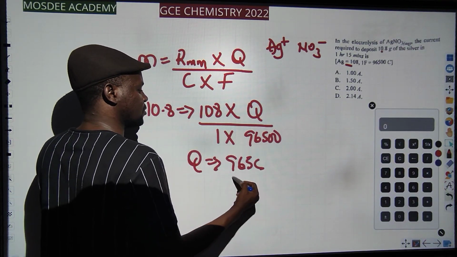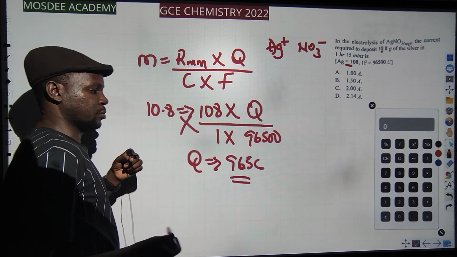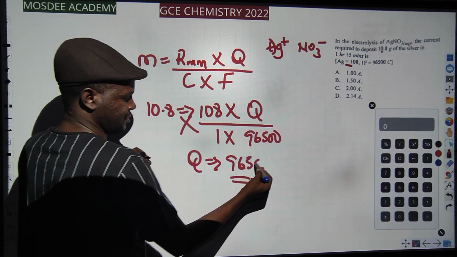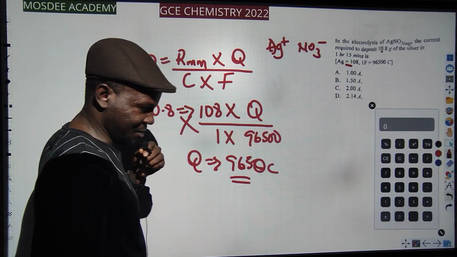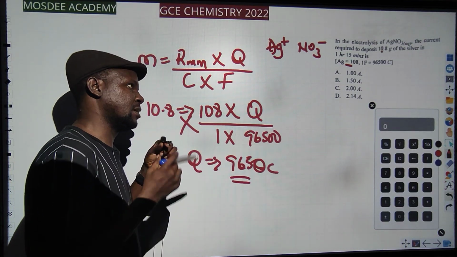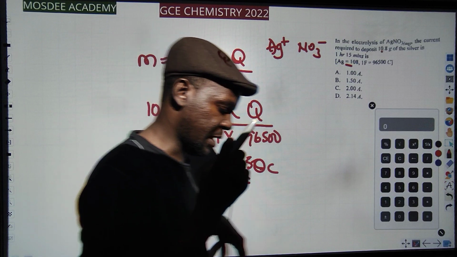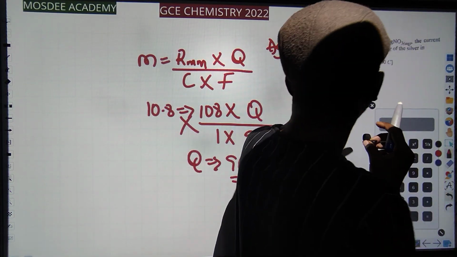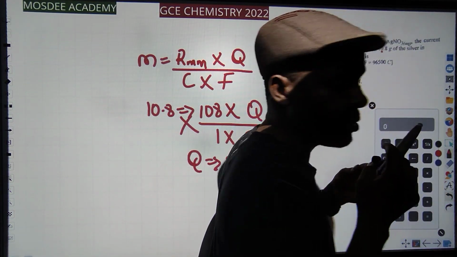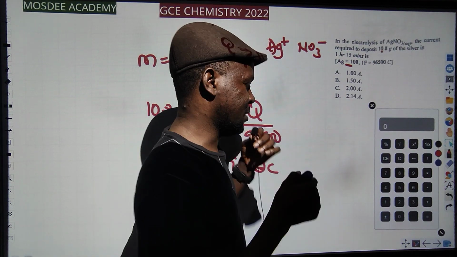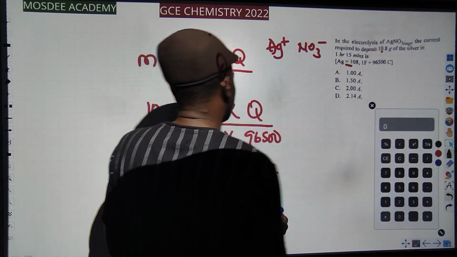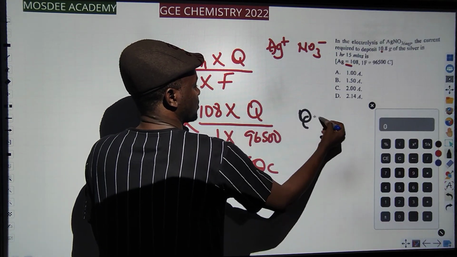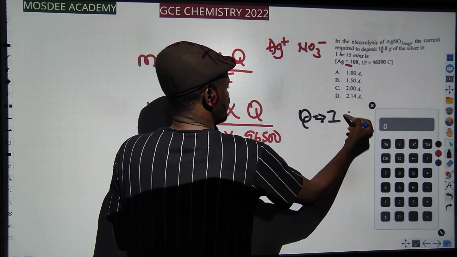There are some things I don't need to use a calculator for. If you doubt it, cross multiply and you get 9650 coulombs. That's the quantity of electricity. But if you watch carefully, the question asked me to find the current. So I'll go to the simple formula we also might have studied in our junior classes: quantity of electricity is current times time.